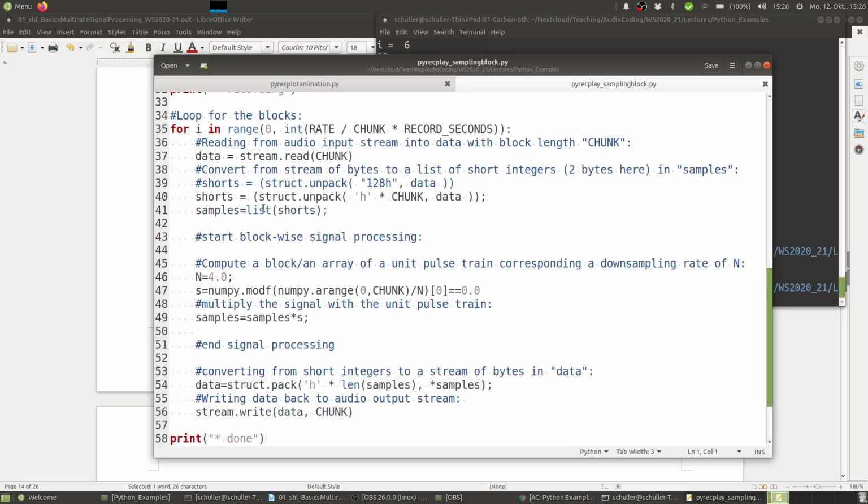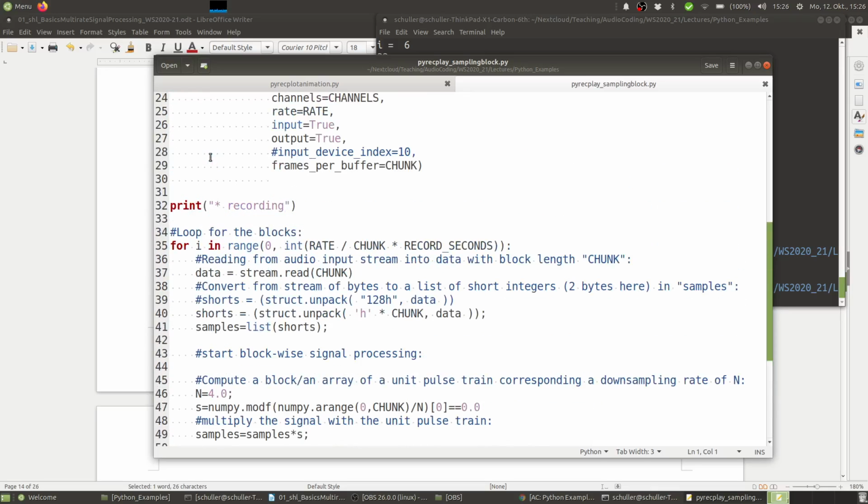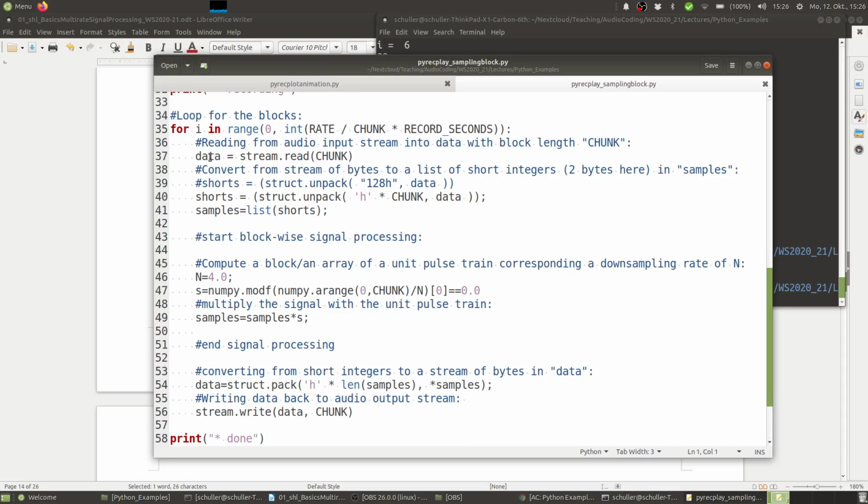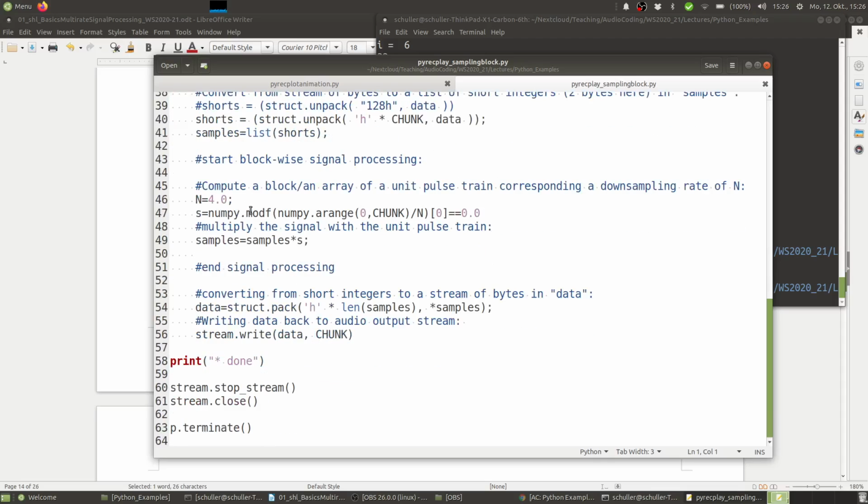Setup is the same. Here I'm not really doing an animation. That's why I have a simple for loop here, reading in the samples as before. Here I have an array or a list of shorts in samples. Then here I have my sampling unit pulse train. So I'm using downsampling by a factor of 4. And yeah, this uses a slightly different approach.